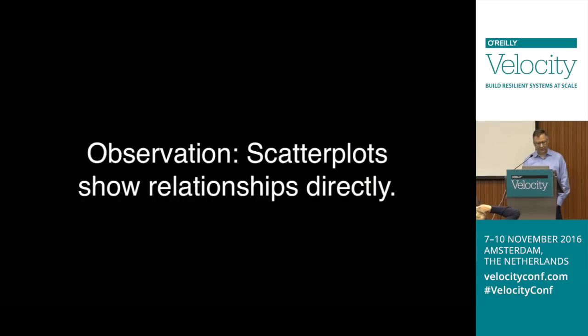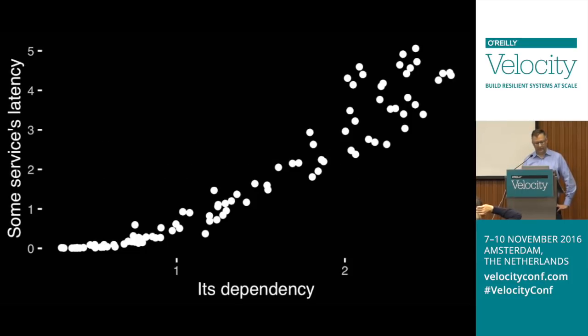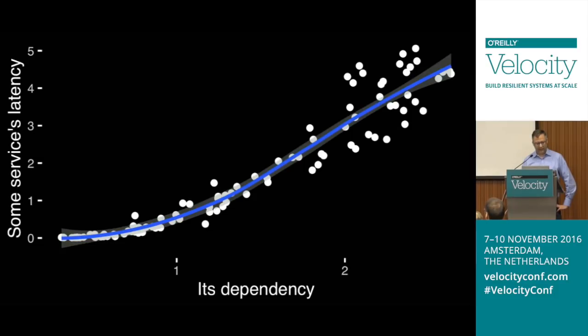But the observation here is that a scatter plot will show the relationship directly. If you want to show how two metrics move in relation to one another, there is no better tool than a scatter plot. So what I've done here is just take each point in time as an observation and put the service on the y-axis and its dependency on the x-axis. I can make it look nicer if I put a smoother over it. And now you see that the relationship isn't linear.